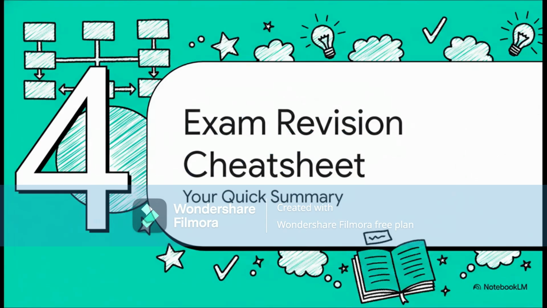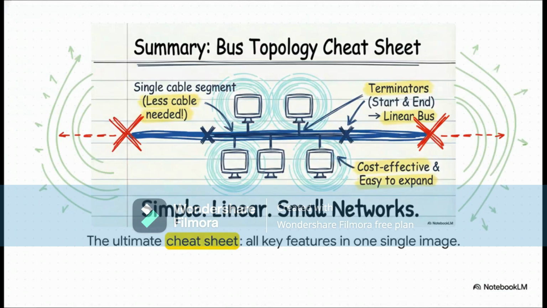Okay, we have covered a ton of ground, so let's get to our final section, the one I know you've been waiting for. Section 4, the exam revision cheat sheet. This is where we're going to pull everything together into a quick, easy-to-remember summary. This slide basically puts it all in one place. You've got the single cable, you see the terminators at each end making it a linear bus, and it points out those key features, that it's cost-effective and easy to expand. It's a fantastic visual recap.